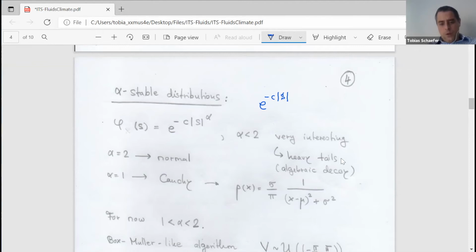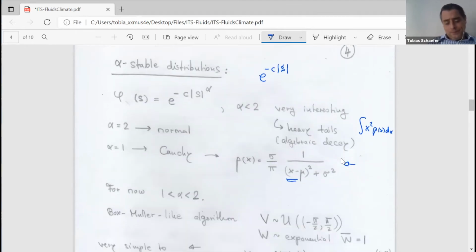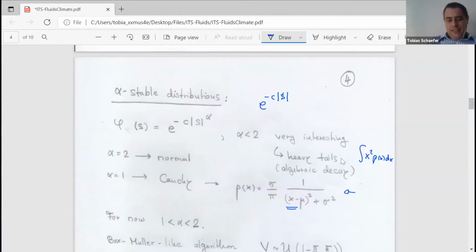And now you see how this works. For the Cauchy distribution, if you try to compute the second moment, so something like the integral of x squared p(x) dx, then it will not converge. So this is one of those examples where the central limit theorem fails. And there's a whole class of alpha stable distributions that Levy, if I recall well, discovered. These distributions are interesting because they have heavy tails.